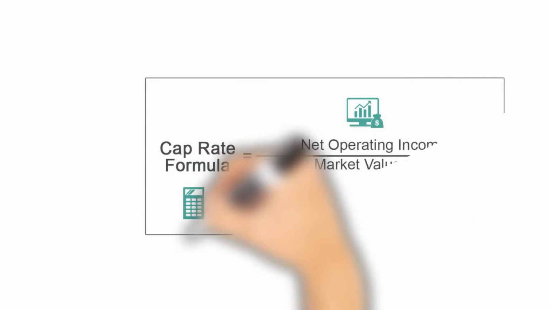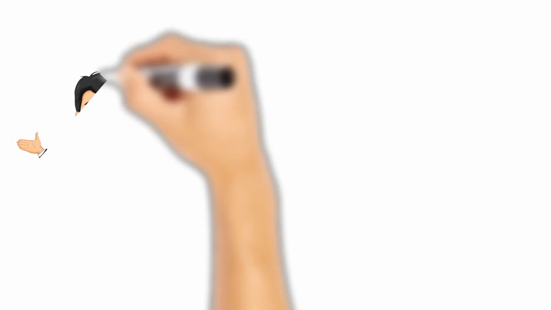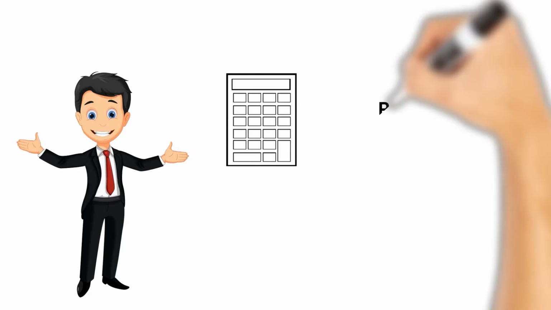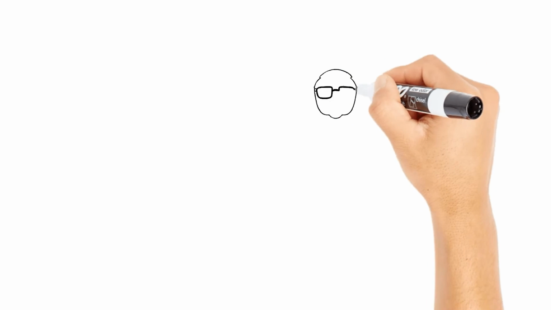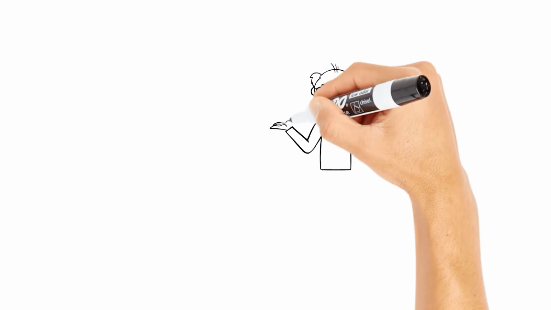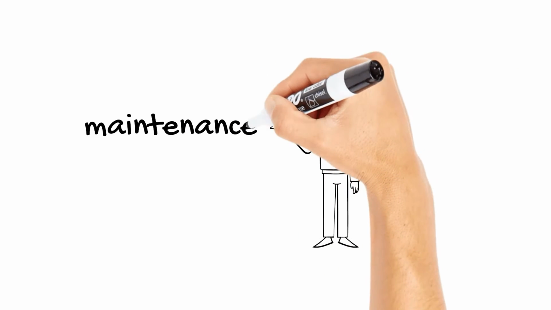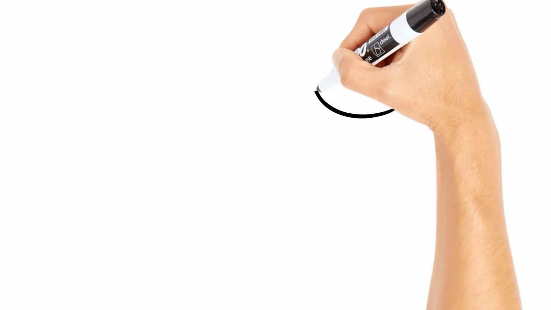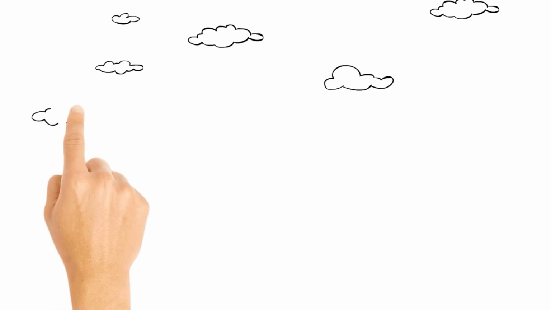The cap rate is calculated by dividing the property's net operating income by its current market value. The predicted annual income from the property, such as rent, is known as net operating income, which is calculated by subtracting all management costs. These costs include the price paid for the property's ongoing maintenance, as well as the property taxes, whereas the asset's current market value is the current value determined by the ongoing rates in the market.